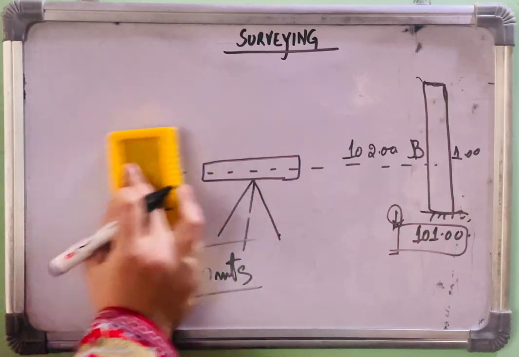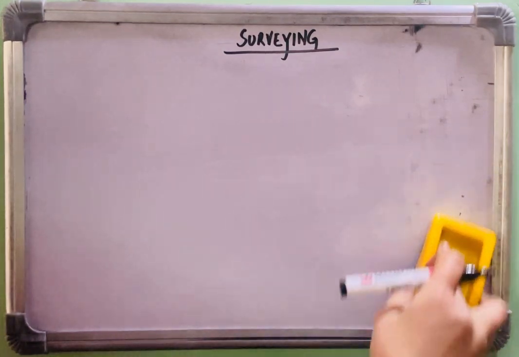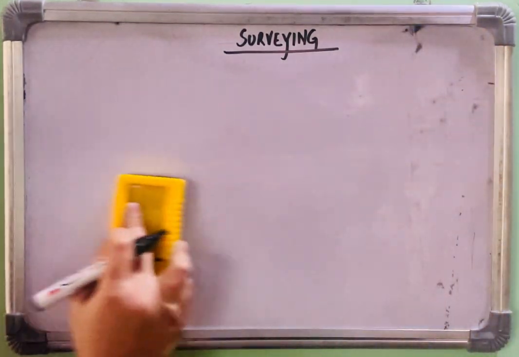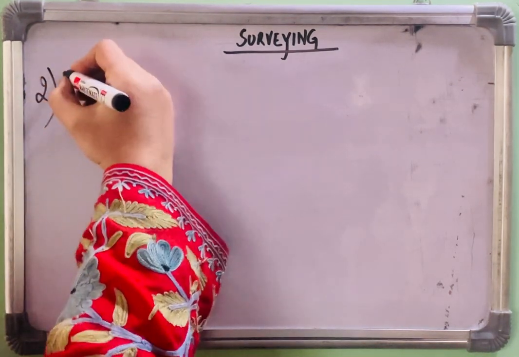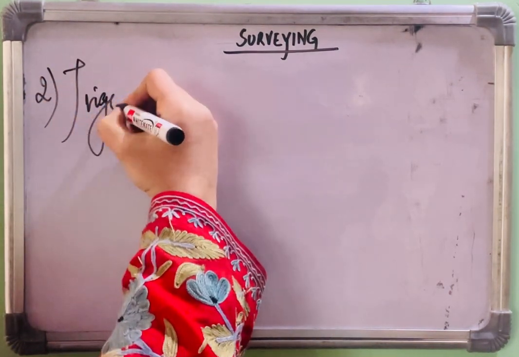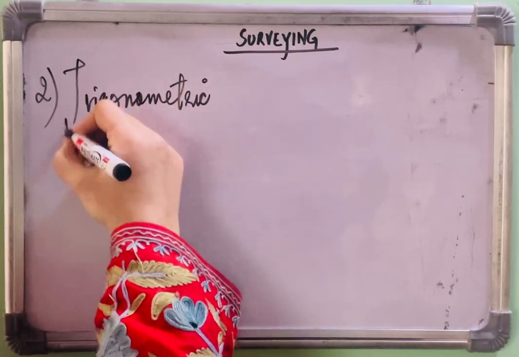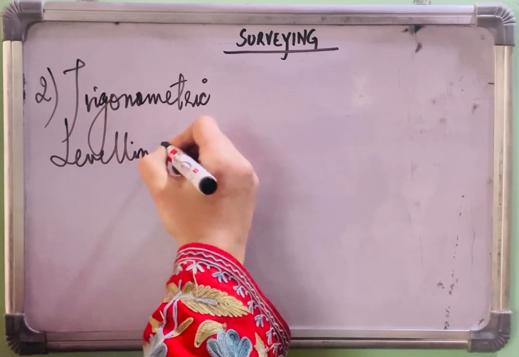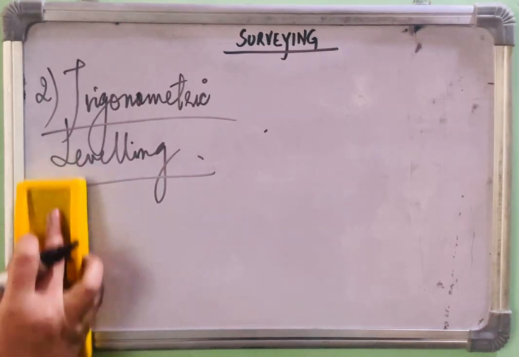The next method is trigonometrical leveling. The first one was ordinary spirit leveling. The second one is trigonometric leveling. In trigonometric leveling, the difference of heights is determined using the principles of trigonometry. Let me illustrate this with the help of a diagram as well.